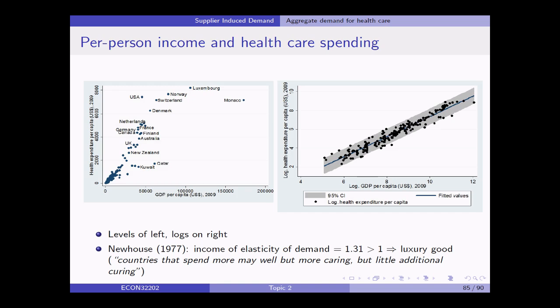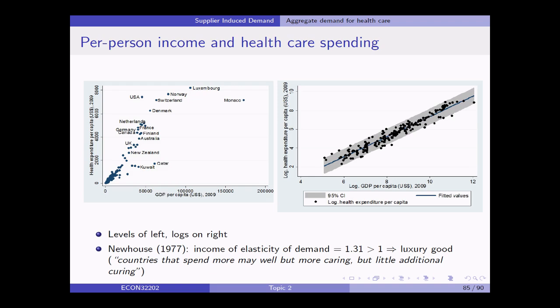Newhouse basically countered this by saying countries that spend more may well be more caring, but there's little evidence of a cure effect. And again, in one of the charts from the ONS that I showed in week 1, if you compare spending on healthcare with levels of health, you get a really weird relationship. And the US is a very weird anomaly. The US spends by far and away the most on healthcare per capita, but it's got some of the lowest levels of health. So just because countries are spending a lot on healthcare doesn't mean it comes out in terms of health.